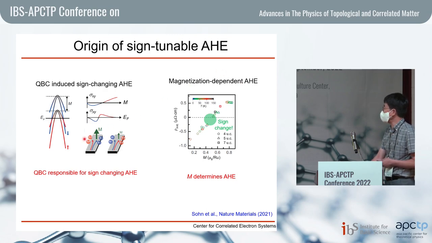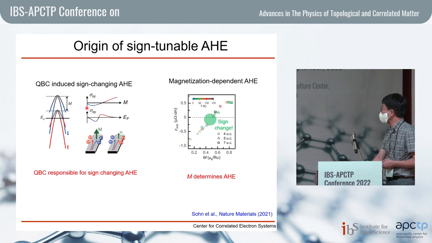So here, to summarize the theory part, we have QBCs, and depending on where the Fermi level is located, or how large the splitting is between majority and minority bands, we can have different anomalous Hall conductivity as a function of Fermi level position, or exchange splitting. We took many data on different samples, different thicknesses, and we found that the anomalous Hall resistivity follows this line as a function of the magnetic moment per ruthenium.